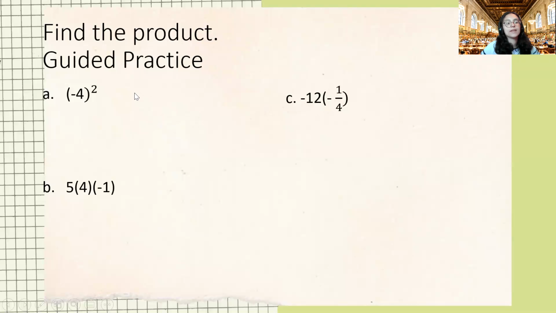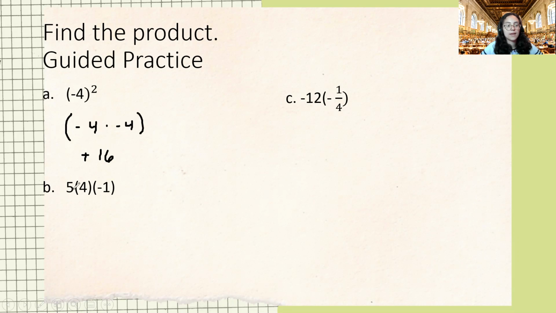Okay, so hopefully we have some answers to compare. For A, I noticed that I have a -4 inside of a parentheses, and all of this is being squared. So I'm actually going to write the 2 factors of -4. So -4 times -4. And so a negative times a negative is going to give me a positive, and 4 times 4 will give me 16. So my final answer would be positive 16.